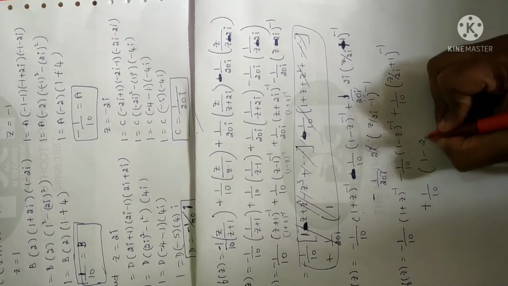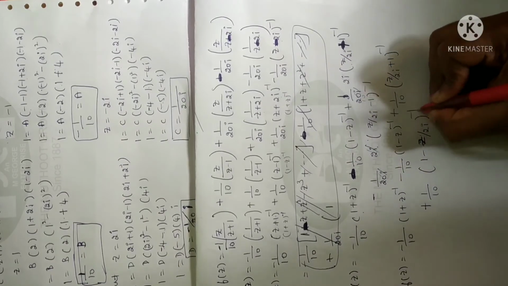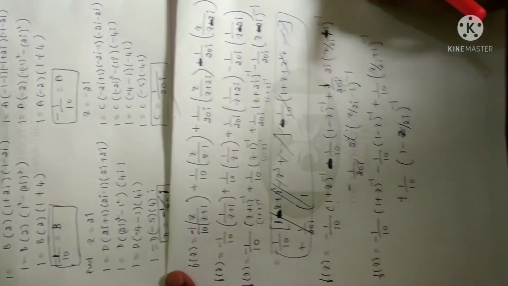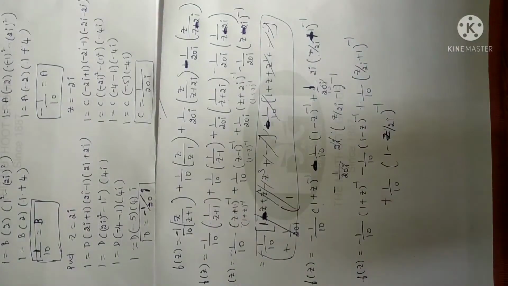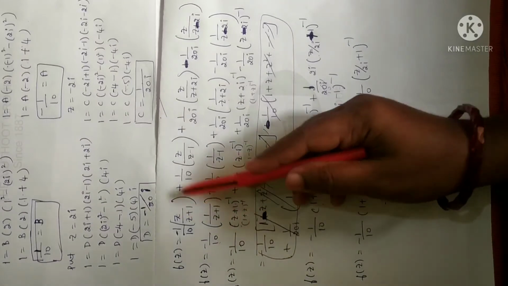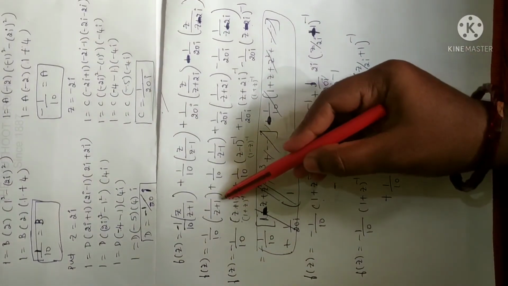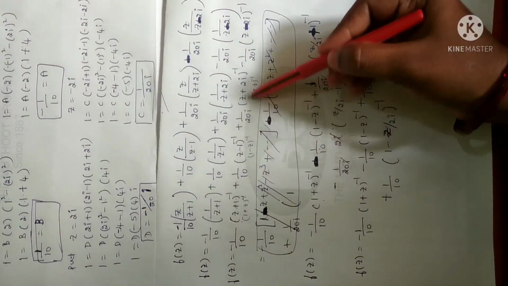So when you take minus as a common term, you will get (1 minus z divided by 2i) whole power of minus 1. Hope it is clear now. See, first you resolve by using partial fraction, afterwards you consider the function by leaving the denominator. Now shift the denominator to numerator, you will get this.